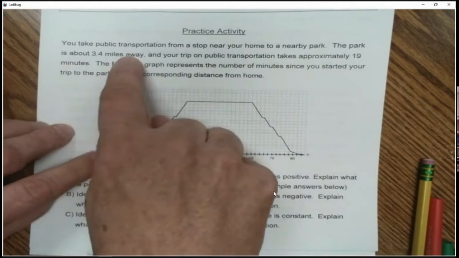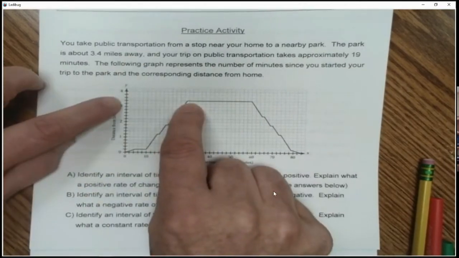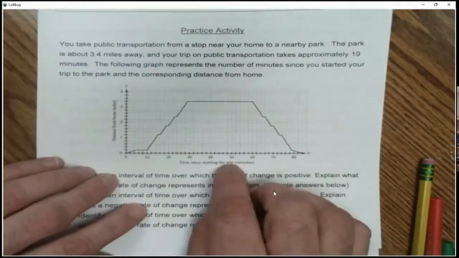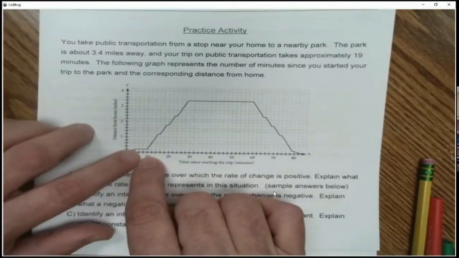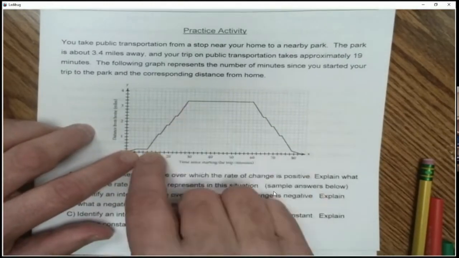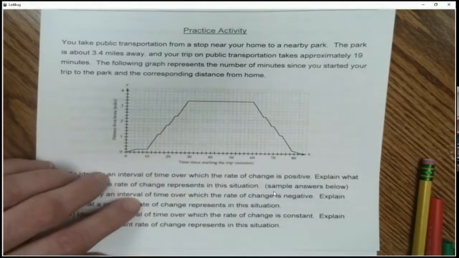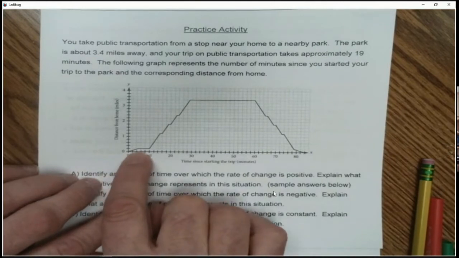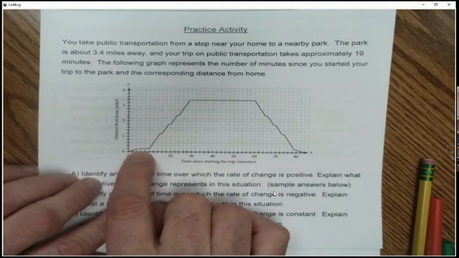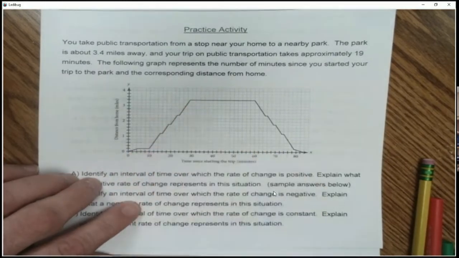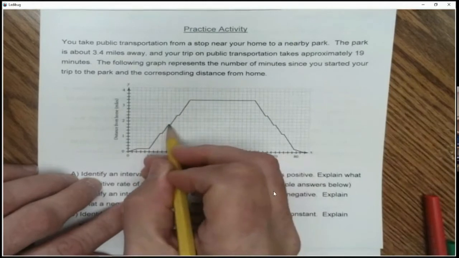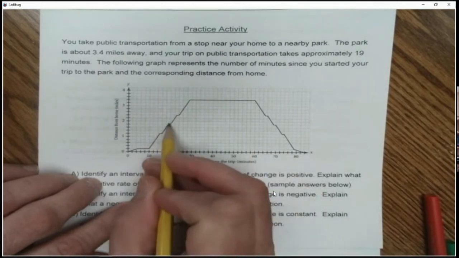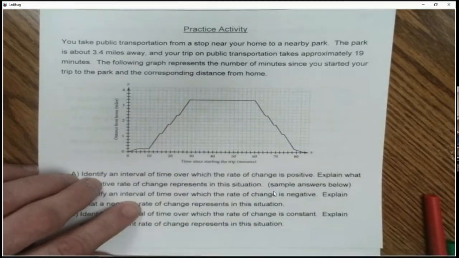The park is about 3.4 miles away. See right here, we're 3.4 miles away from our house. Your trip takes 19 minutes, approximately. You started here at 10 and got there about 19 minutes later when you got on the bus. This represents the number of minutes since you started your trip because you walked for a little ways. You sat waiting for the bus because there was no change in distance. And the bus came. These are obviously some stops the bus made to pick up more people, because your distance did not change there for a minute or two. Well, the bus was loading more people. On the way home, when the bus stopped again, it let people off.